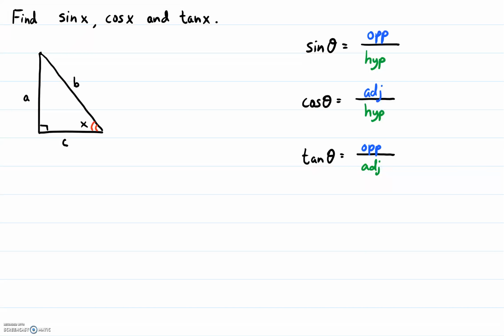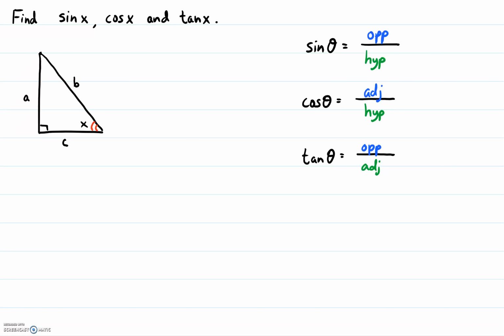In this video, we're going to use the given triangle to find sine of x, cosine of x, and tangent of x. And x is the angle that you see right here marked with red. So it's that particular angle that we're going to find all of these things from its perspective. The side lengths are a, b, and c.